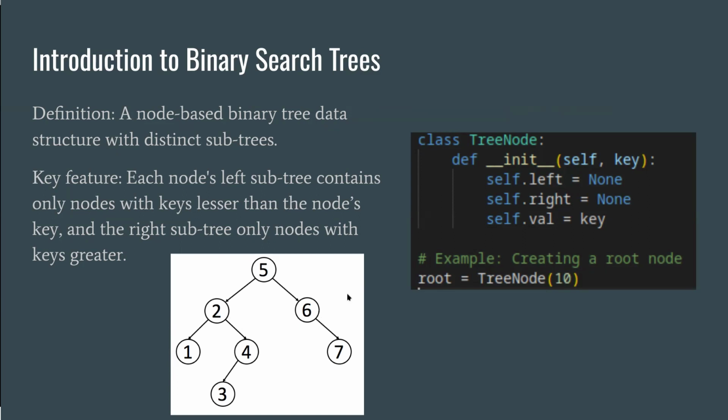An important rule of binary search trees is that the left subtree contains only nodes with keys less than the parent node's key, while the right subtree contains only nodes with keys greater. This property is crucial and ensures that operations such as search, insert, and delete can be performed quickly.